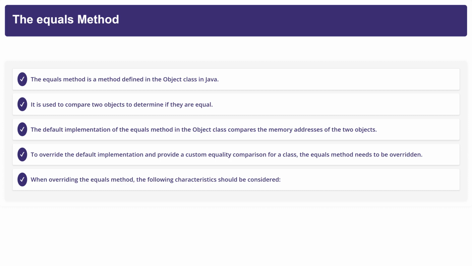The equals method is used to compare two objects and determine if they are equal. By default, it compares the memory addresses of the objects. To provide a custom comparison, we can override the equals method. When doing so, we should consider the following characteristics.